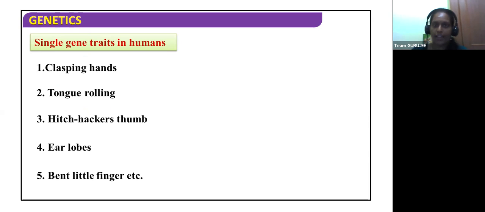How many genes are there? We have more than 22,000 genes. So humans have approximately 22,000 genes that code for every function in our body, spread across all the 23 pairs of chromosomes.